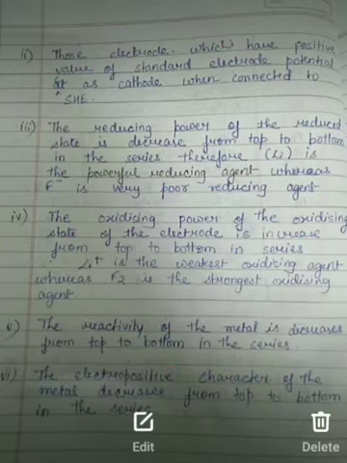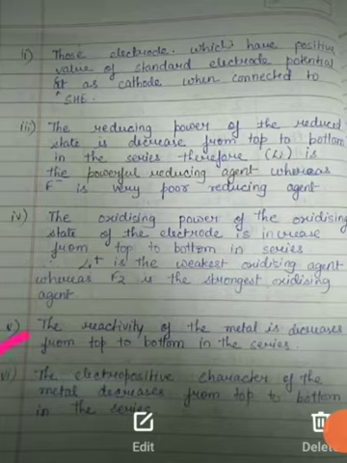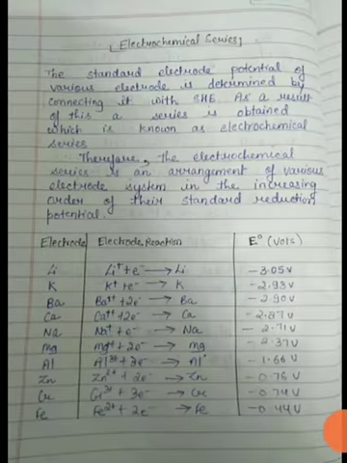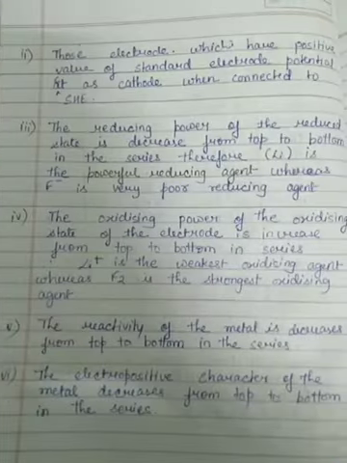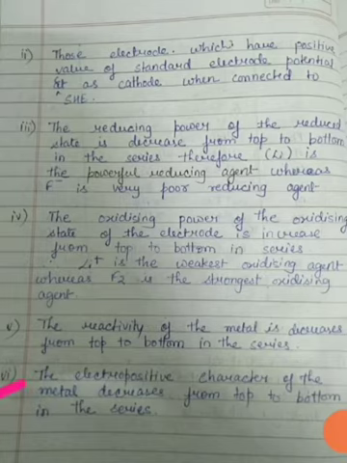So this point is only correlated to the fact that the reactivity of metal decreases from top to bottom. That is, the metals at the top, lithium, potassium, barium, calcium, the reactivity order just goes on decreasing. Lithium will be most reactive, then potassium, then barium, then calcium, and so on. Now let's talk about the very last category. Here the electropositive character of the metal decreases from top to bottom of the series.